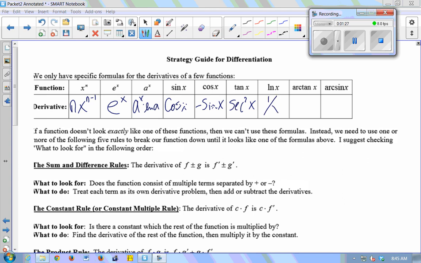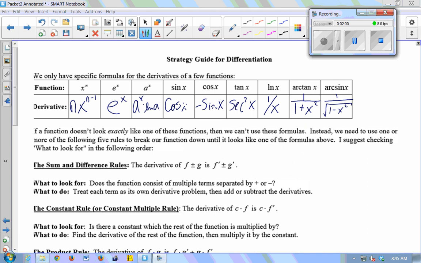1 over x, that was from last class. Derivative of arctan x? Close. 1 over 1 plus x squared. And the derivative of arcsine? Yep, that's it. So there's our major derivative formulas that we know so far.